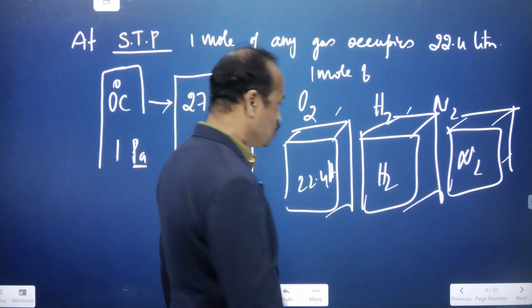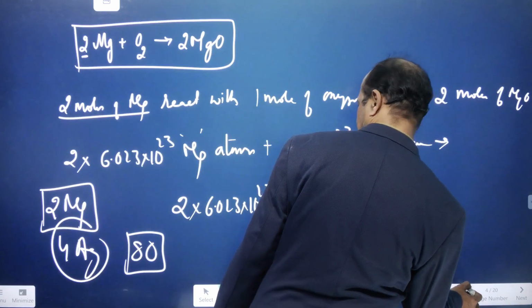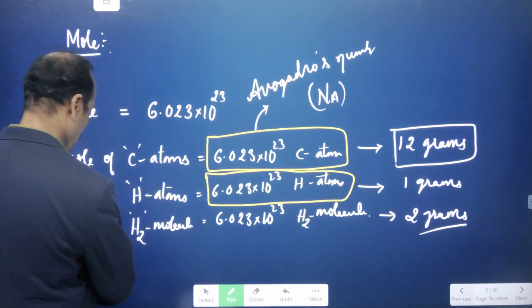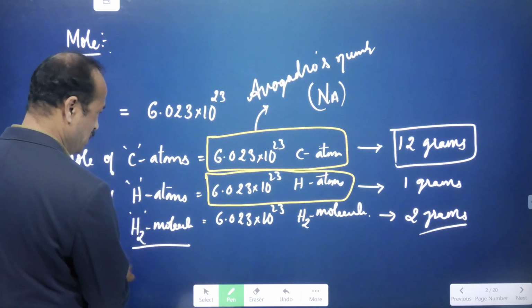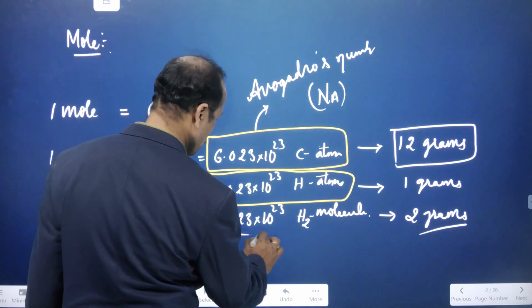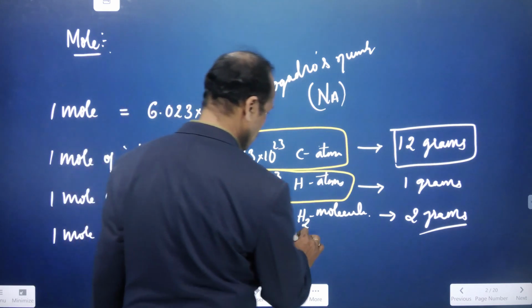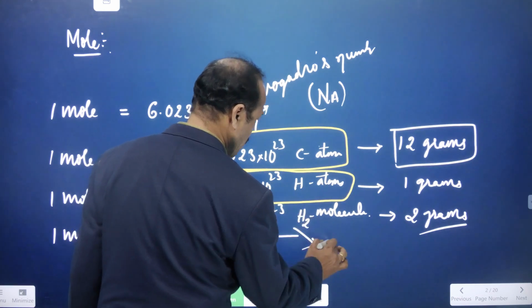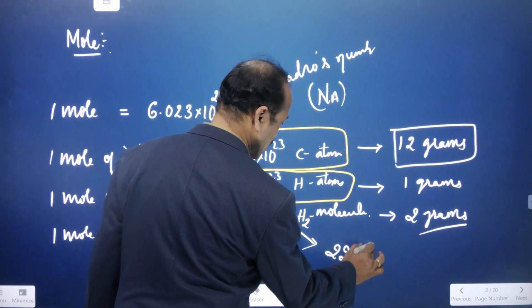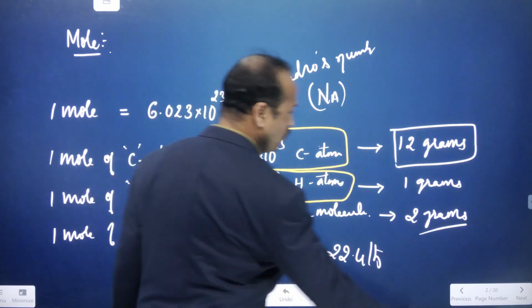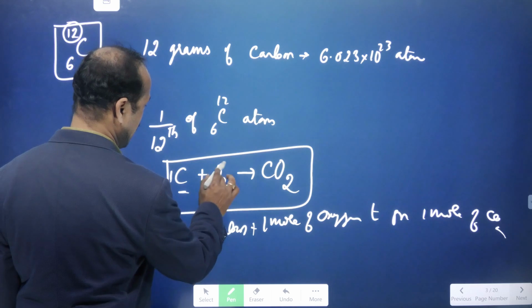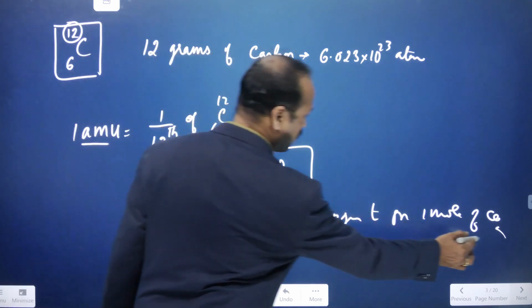That's constant. So, for example, if you see the previous slide, here you see 1 mole of hydrogen molecules, means hydrogen gas, so 6.023 into 10 to the power of 23 hydrogen molecules are there. If I express this in volume, then it occupies 22.4 liters. Now here in this reaction, 1 mole of carbon reacts with oxygen to form 1 mole of carbon dioxide.